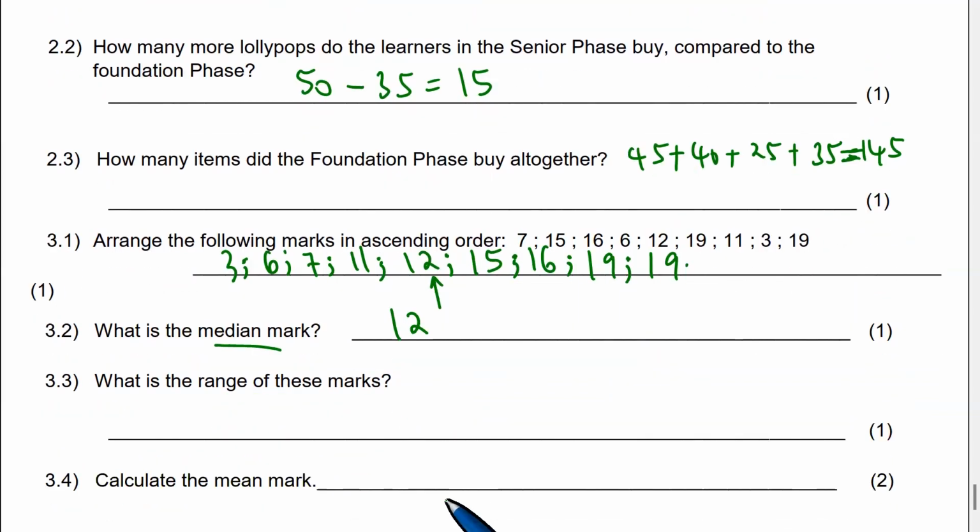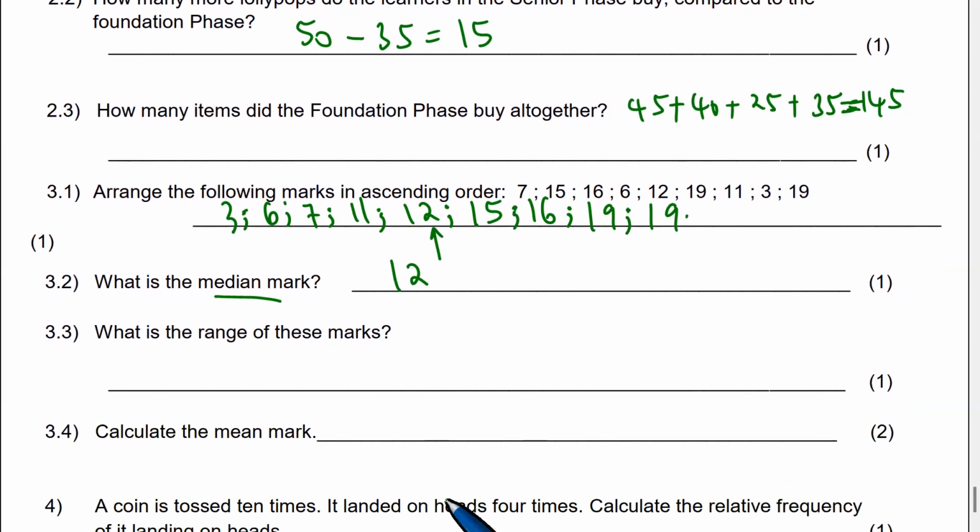What is the range, Lindsay? 16. How did you get it? So you have to subtract the smallest number from the biggest number. So the range is what? 16. So yeah, that's correct. The range would be 19 minus 3, which is 16. So take the largest one minus the smallest one, which is 16.